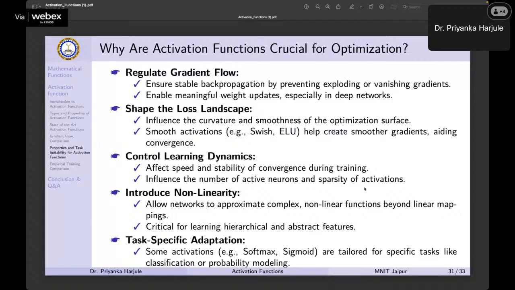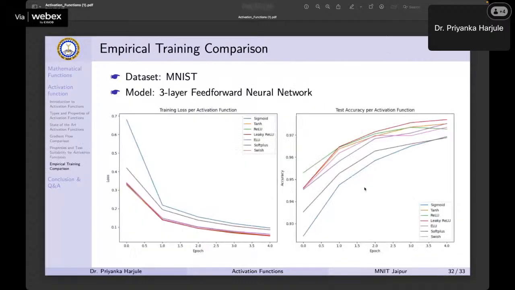These control the learning dynamics very well. The activation functions impact how fast or how well the model learns, as we saw in previous slides. Then, of course, they introduce the non-linearity. Without non-linearity, the model is as good as a linear function, no matter how many layers we are putting in. Then we have the task-specific adaptation. Different tasks need different output behaviors, so you can choose accordingly from the activation functions.